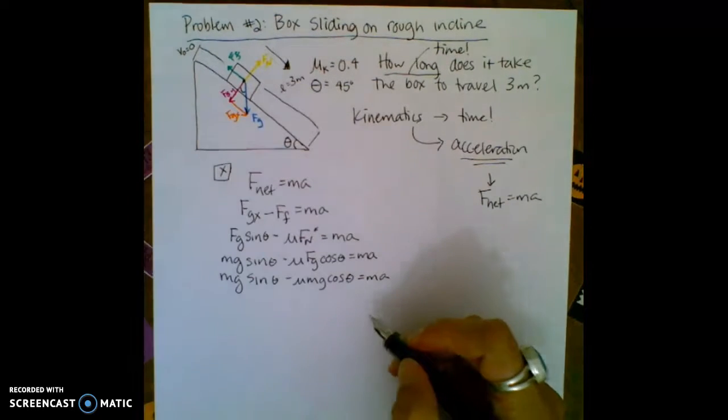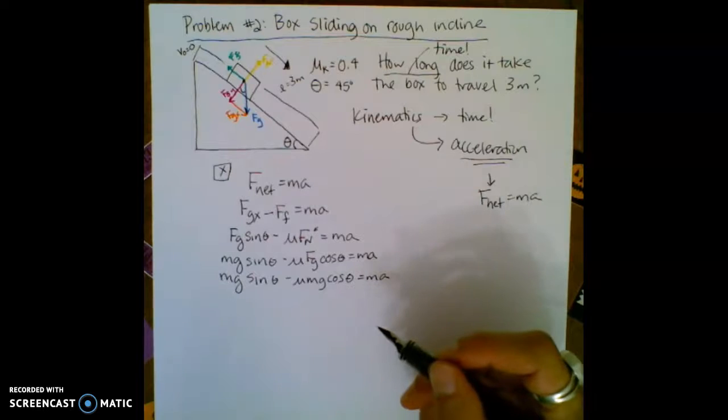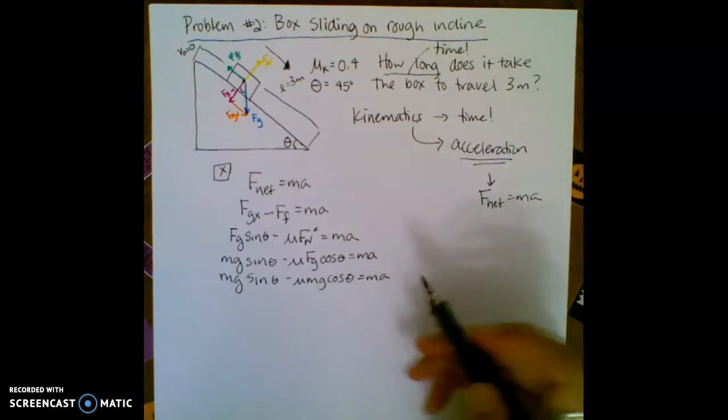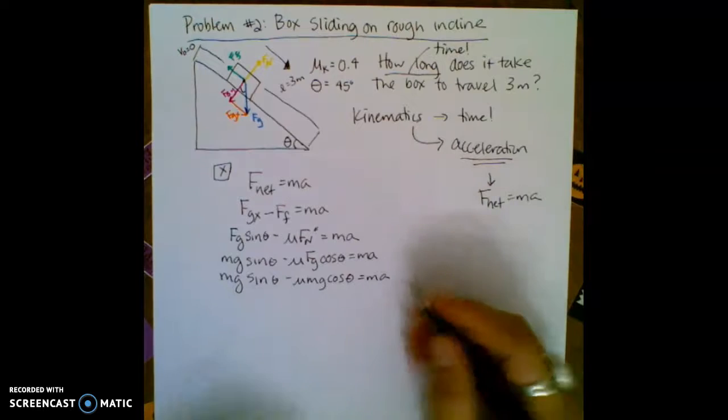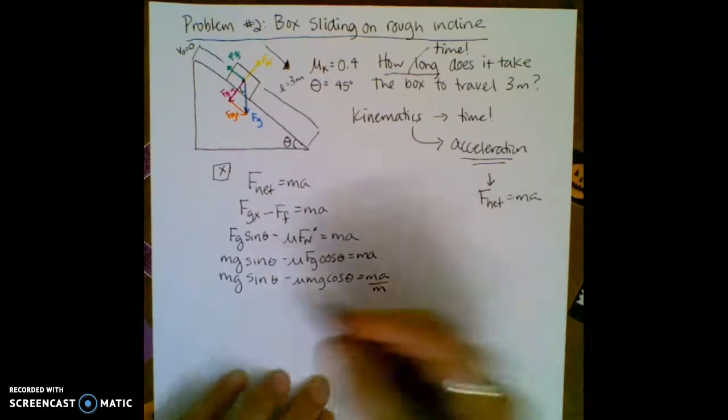Okay. Now again, I don't have the mass, but again, it didn't give it to me, so there must be some magic that's going to happen. Now I want to solve for acceleration before I move into kinematics, so I'm going to divide by m on both sides of my equation.